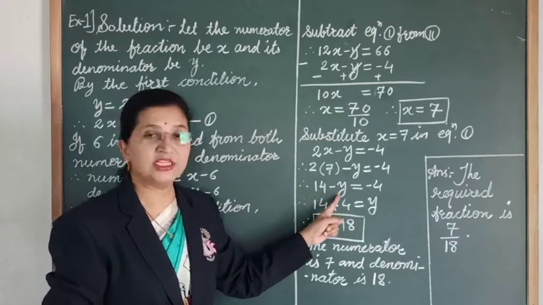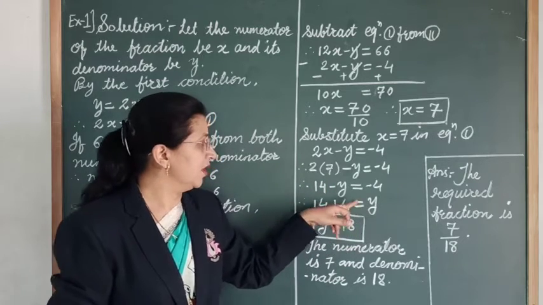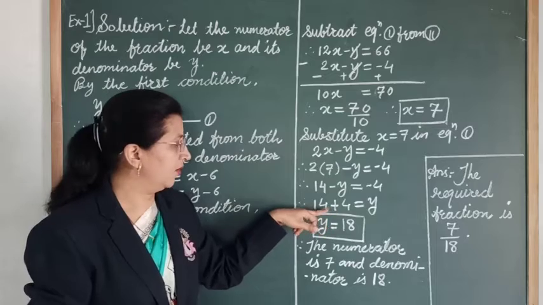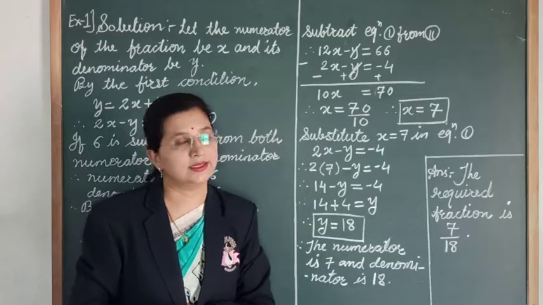Therefore 14. Now this y is negative, so let's transfer it to this side so that it will be positive. And negative 4 will be positive here. Okay. So 14 plus 4, that is 18. So in this way we got the value of y as 18.